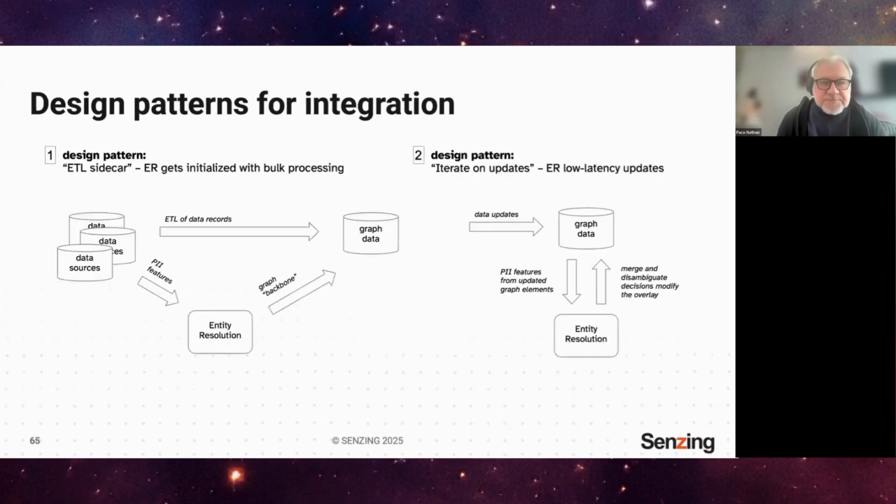Next slide, please. And so there's a couple of design patterns that get used together. We typically see working with entity resolution, building graphs, and then also handling updates. Typically, when you're initializing, you'll take a lot of data, run it through bulk processing. So we're kind of a sidecar to your ETL. You take your data records, you peel off your PII features, run those through entity resolution, get this kind of graph backbone. And it creates a kind of overlay on top of your data records in your graph.